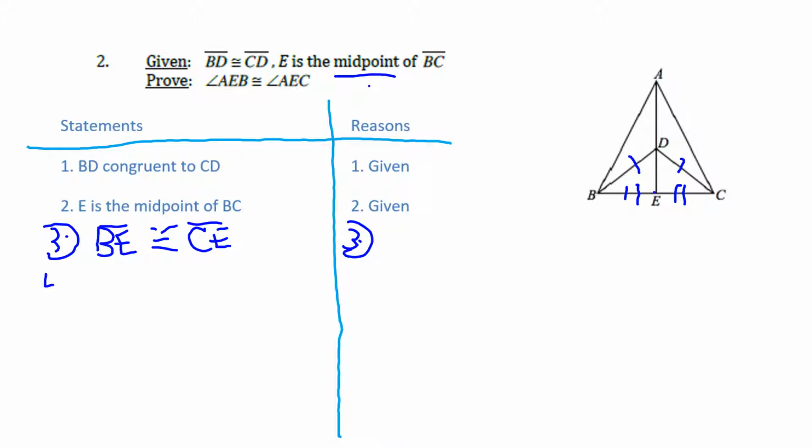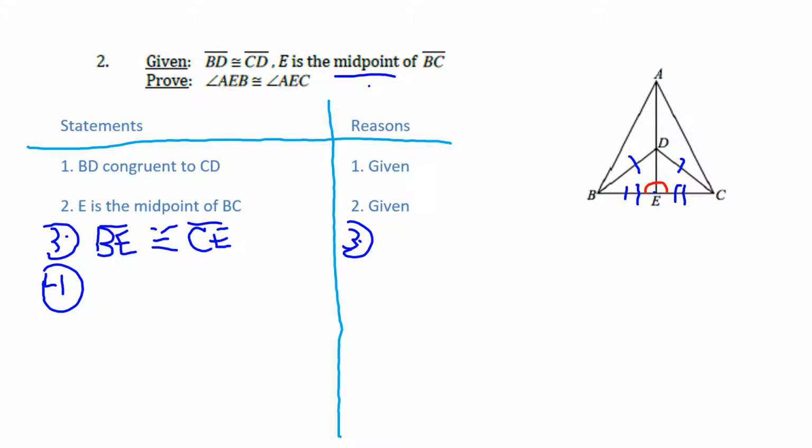You write that down. Step number 4. Let me take a look real fast at what I'm trying to prove. Haven't even looked at that yet. Angle AEB. Angle AEB, where is that? Angle AEB is here, is congruent to angle AEC, which is here. Okay, so first thing I'm going to do is try to get that the triangles are congruent.